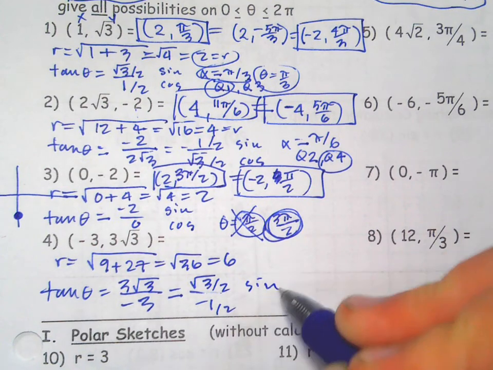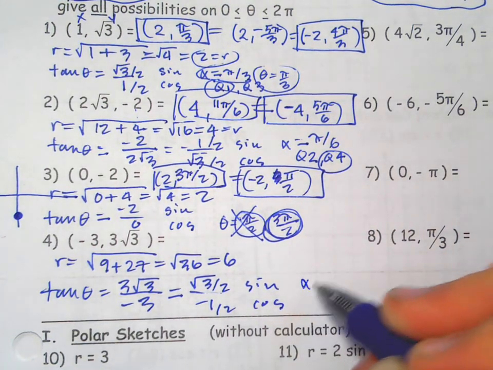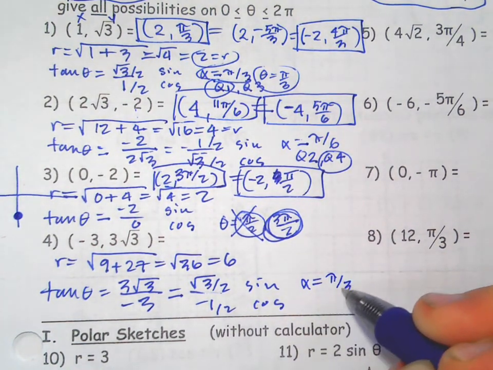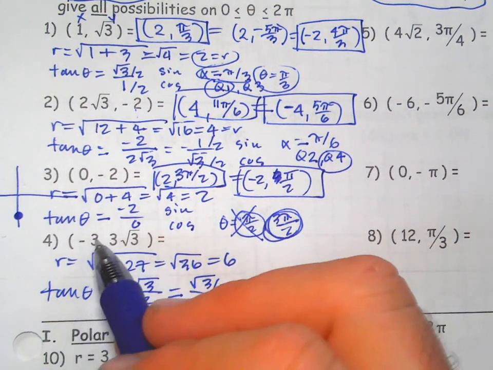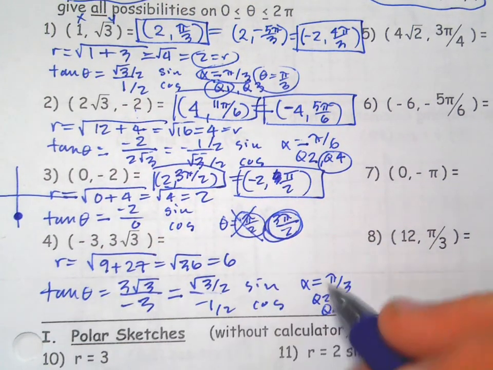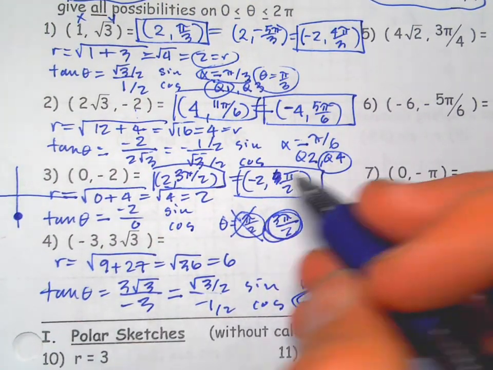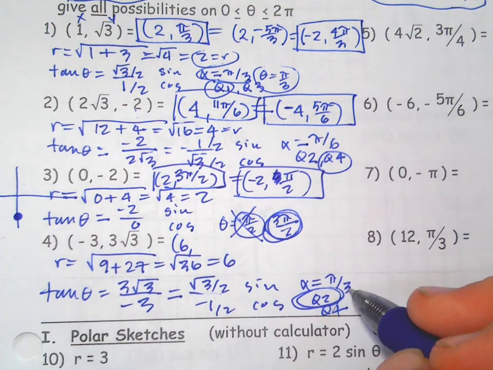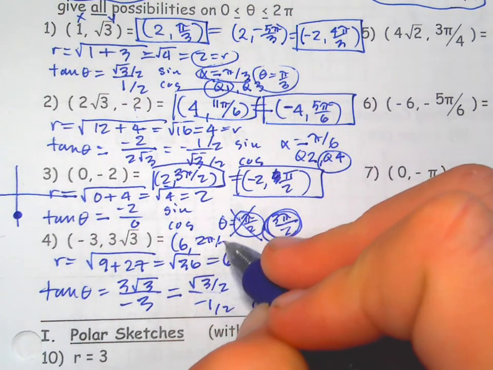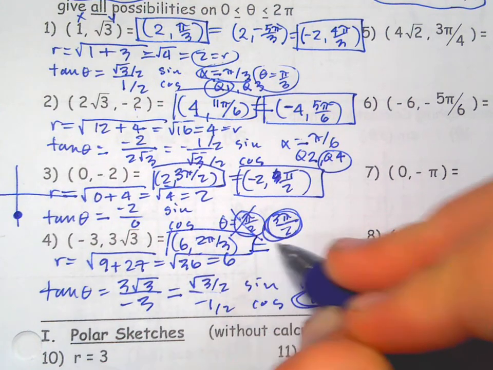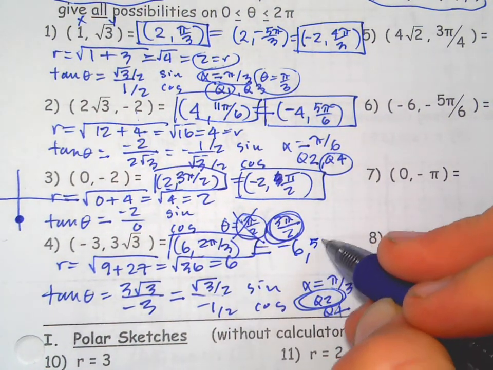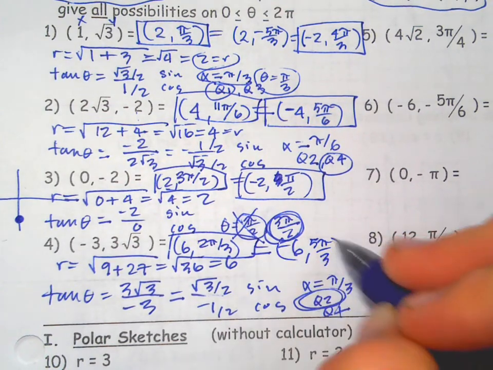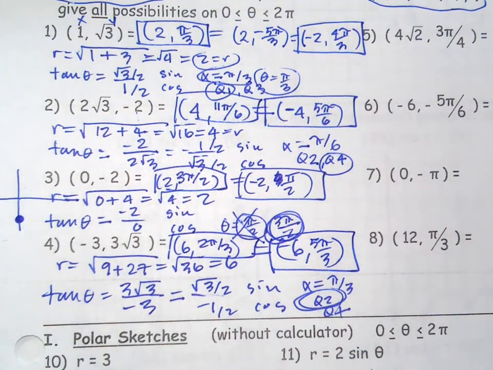Which I think is fraction of sine and cosine. So it's going to be pi over 3. It's going to be quadrant 2 or quadrant 4. This is to the left and up. This is definitely quadrant 2. So the answer is going to be 6. Quadrant 2 would be 2 pi over 3. You could do negative radius, add pi to get to the opposite side of the circle, 5 pi over 3. So there you go. Some quick ones.